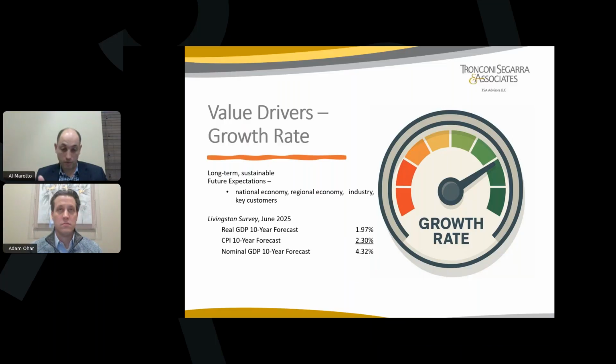4% is pretty high based on this 4.3% from the Livingston Survey. So just think, when you're doing this, usually around the 3.5 to 4% growth rate, because this is a long-term sustainable growth rate. Yeah, growth in perpetuity. You could have a year where you grow more than the government, but it's not sustainable in perpetuity.